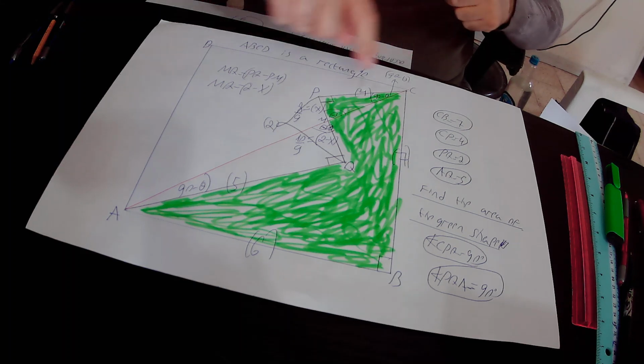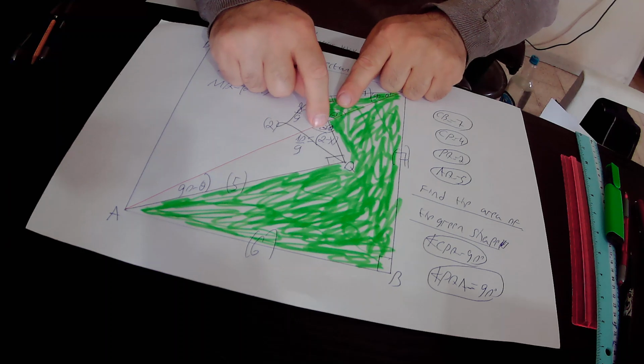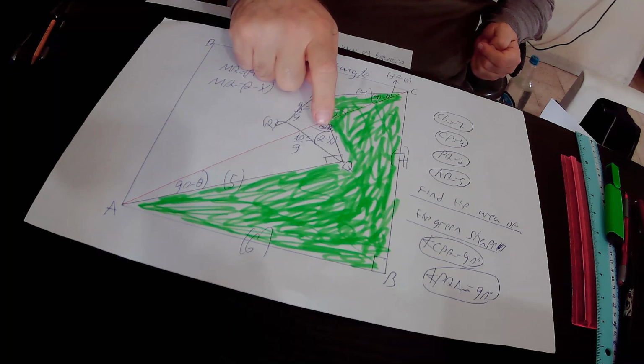By doing this construction, we actually created here two vertex angles, and we know that vertex angles are equal to each other. So if this angle is theta, then the other angle must also be equal to theta.